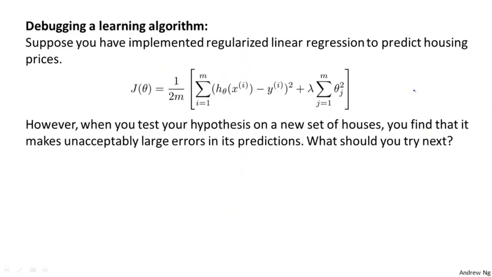To explain this, let's continue using our example of learning to predict housing prices. And let's say you've implemented regularized linear regression, thus minimizing that cost function J. But suppose that after you take your learned parameters, if you test your hypothesis on a new set of houses, suppose you find that it's making huge errors in its prediction of the housing prices. The question is, what should you then try next in order to improve the learning algorithm?